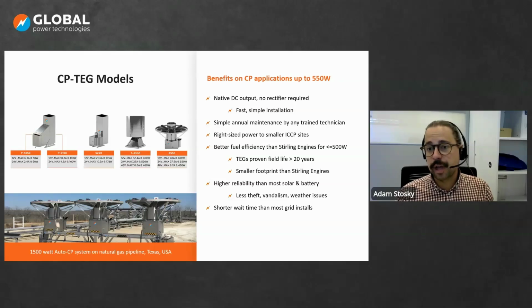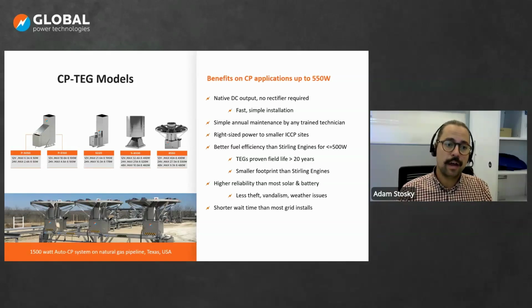The TEGs have simple annual maintenance and can be done by any trained technician. And we often right size the power for smaller sites. So a lot of these sites are typically 500 or more watts or below. They do have quite good fuel efficiency at this power rating. So compared to a lot of the other remote power systems that are out there, say like a Stirling engine at 500 watts or below, we're actually more fuel efficient and use a much smaller footprint.